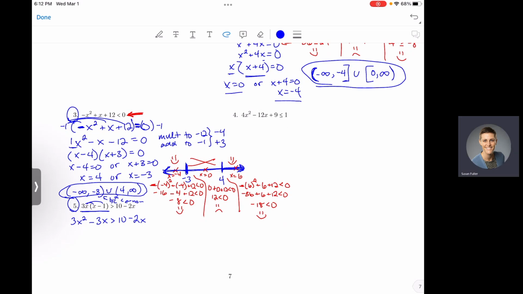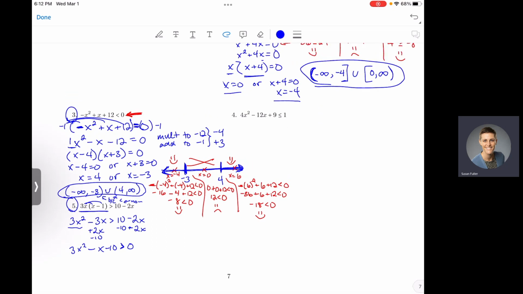And now I need to put everything on one side. I'm going to keep this positive, so I'm going to add the 2x to both sides and subtract the 10 from both sides. And so I'm going to have 3x squared, negative 3x plus 2x is minus 1x, minus 10 is greater than 0. Okay, now I just need to solve this inequality. To do that, I'm going to pretend that this greater than isn't there. I'm going to just solve the equation. So 3x squared minus x minus 10 equals 0.